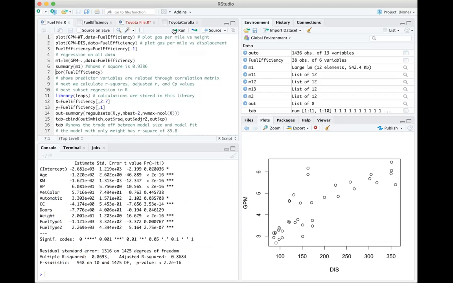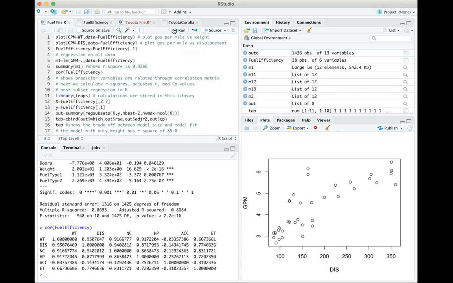This shows R squared is 0.9386. And we look at the correlation of every variable. This shows that the predictive variables are related through the correlation matrix. Next, we calculate the R squares, the adjusted R squares, and the Cp values. The best subset regression in R. We have to get the calculations through the library leaps.